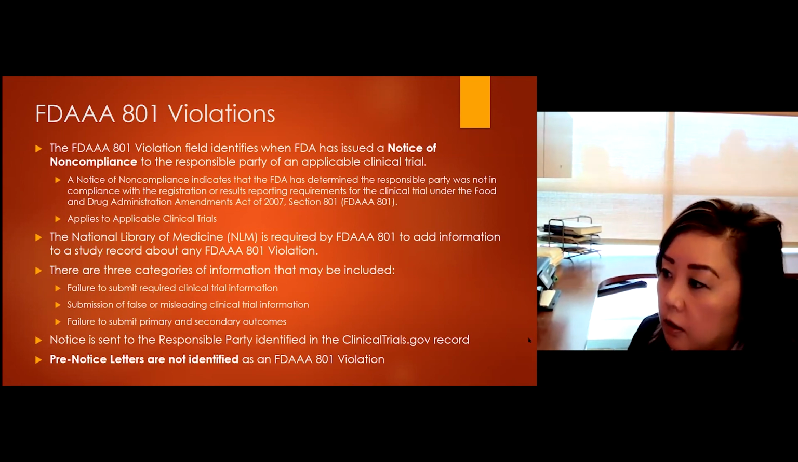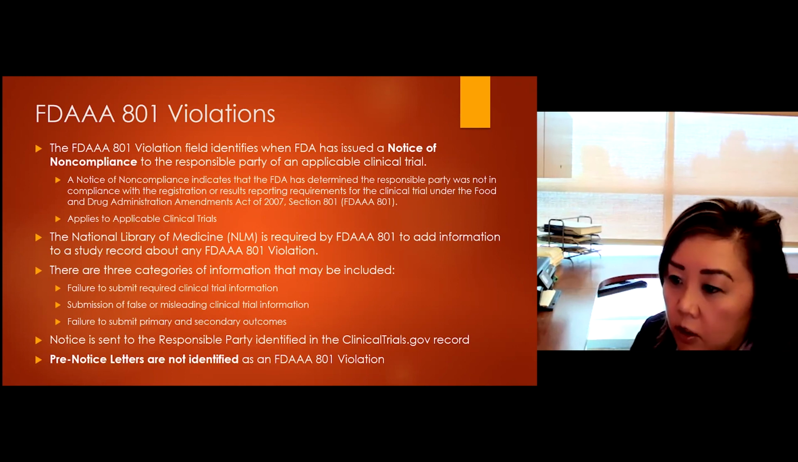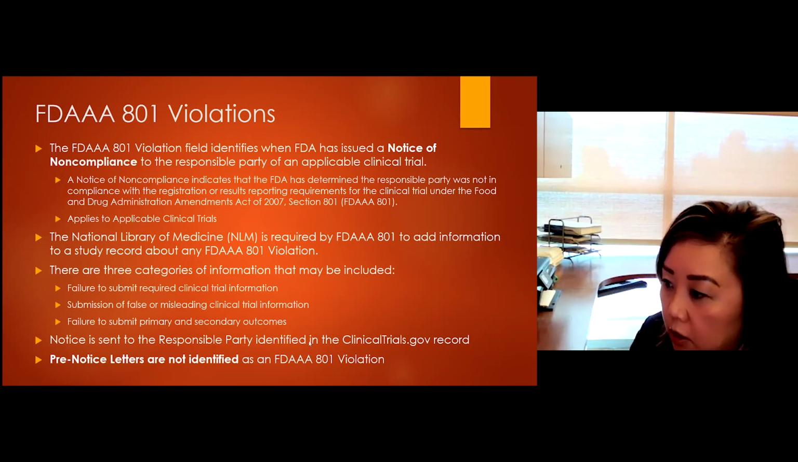And then also, the National Library of Medicine is required by FDAAA 801 to add information to a study record about the violation. So in Clinicaltrials.gov, it'll note that the record is late in terms of results submission. So it'll show up on that Clinicaltrials.gov record. And then we talked about the 3 categories that can be listed, the 3 types of violations that you may receive. And then also the responsible party is getting that letter.